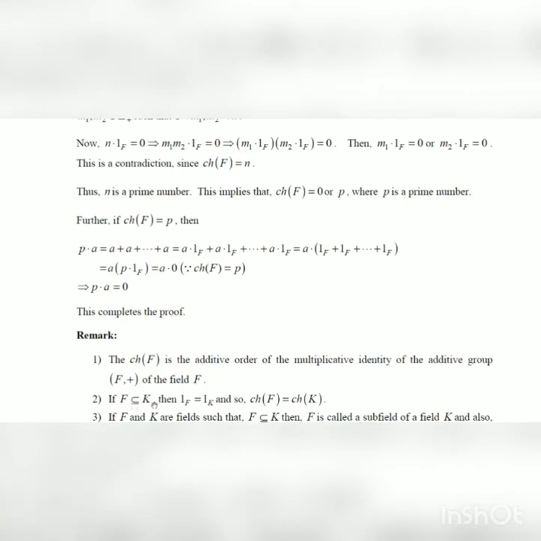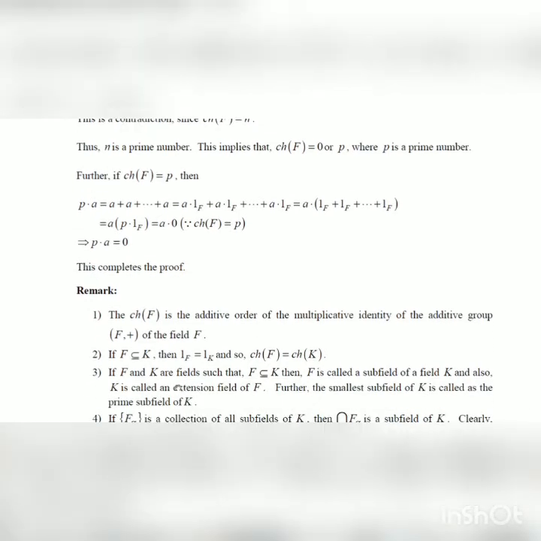Now if F is a subset of K, then we know that in the case of fields, both additive and multiplicative identities are the same. And if 1 is the multiplicative identity of the field F, then 1 is also the multiplicative identity of K. And if the characteristic of a field is, say, n, then n into 1 will give you 0. The same 1 you are considering in K, therefore the same 1 should satisfy the condition n into 1 in K should also give you 0. Therefore, the characteristic of field F and characteristic of field K are one and the same.